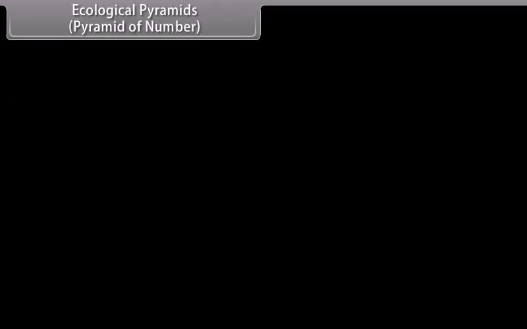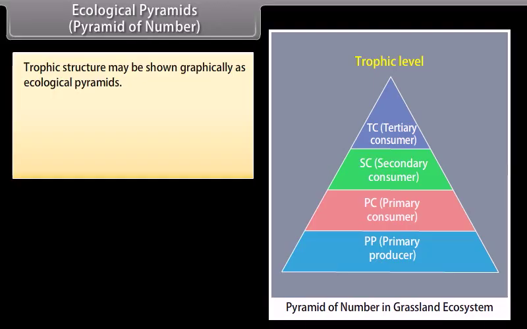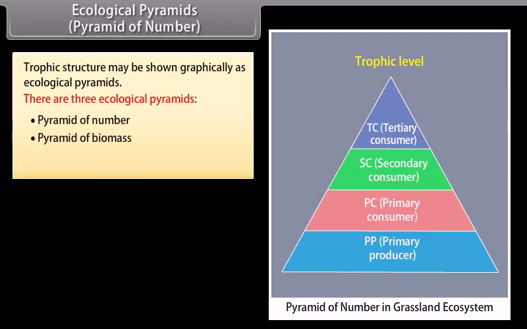Ecological pyramids. Pyramid of number. Trophic structure may be shown graphically as ecological pyramids. There are three ecological pyramids. They are pyramid of number, pyramid of biomass, and pyramid of energy.